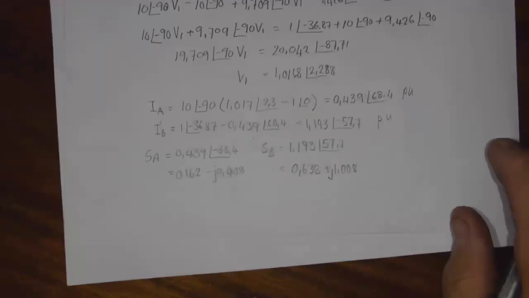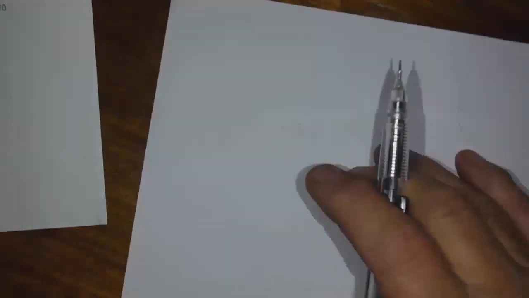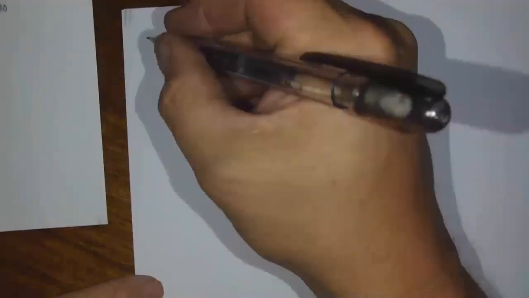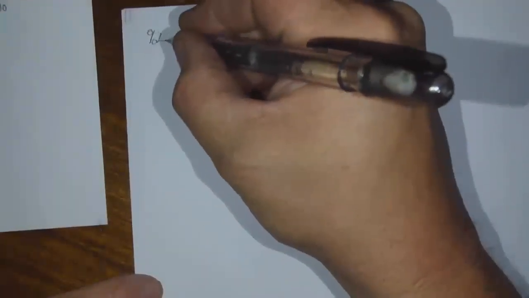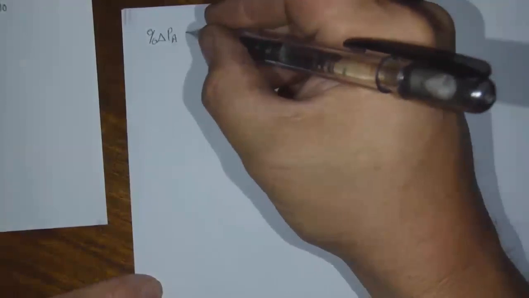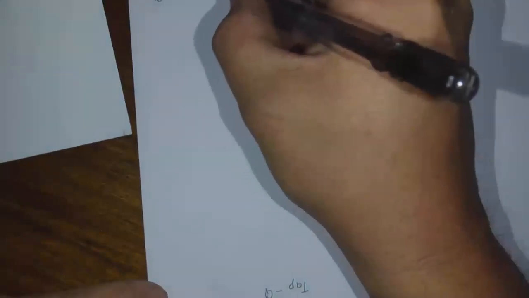Right, now we can calculate the change in P and Q. So the percentage change in P for transformer A, remember now it was before 0.5 times 0.8, so that's 0.4, minus 0.162, divided by 0.4.